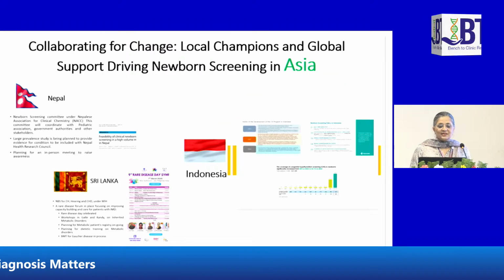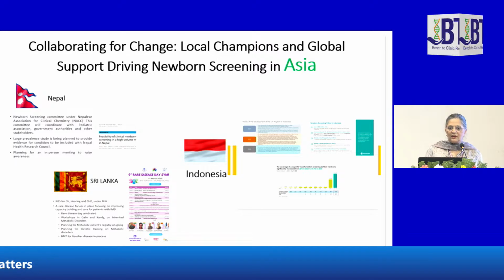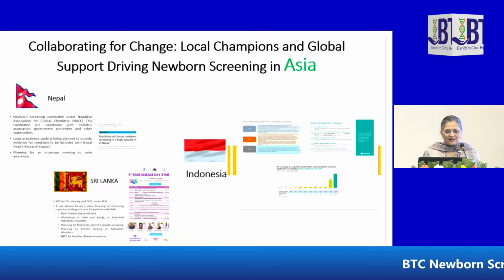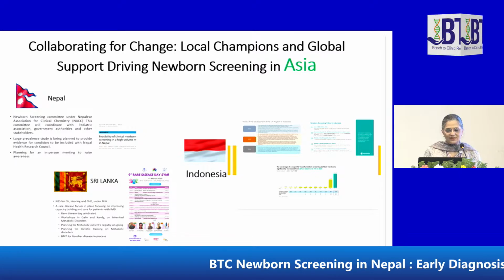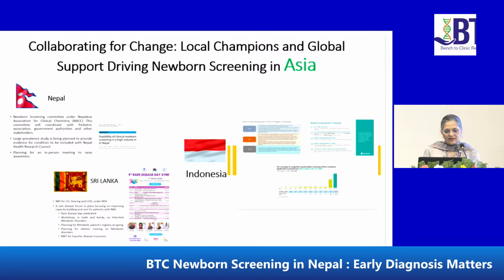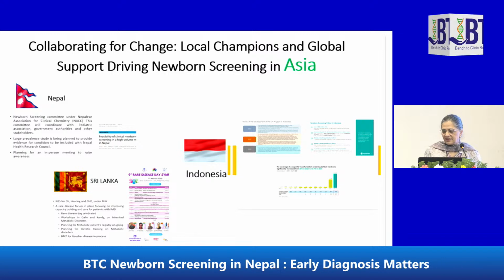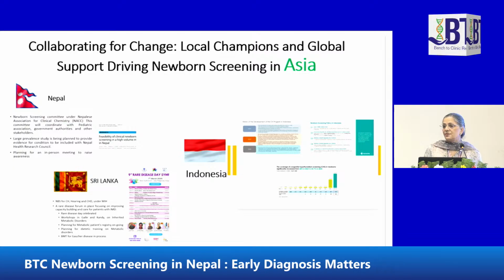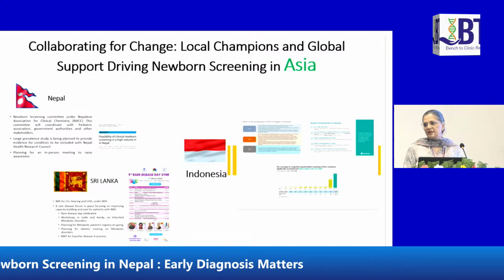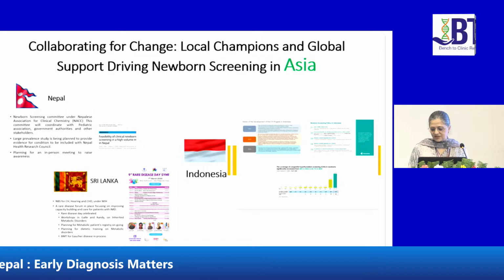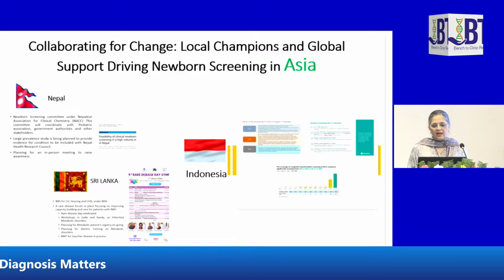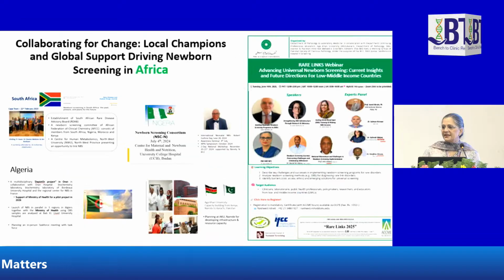So then this is an example from Asia. For Nepal, like we have come to this stage today, and then there is a feasibility study from Nepal that has evolved after this year. And then in Sri Lanka, there's an interest, and Indonesia is making great progress. As I showed you, from 4% within 3 years, they have gone to 46% coverage for the newborn babies. And this is an example for Africa.